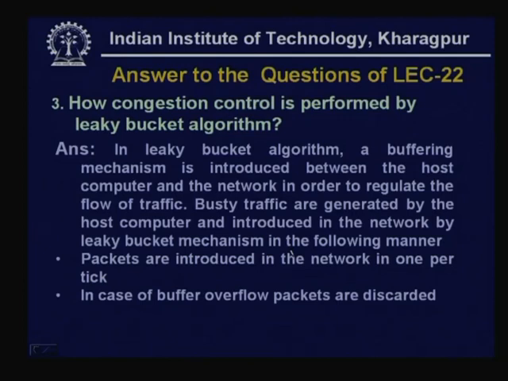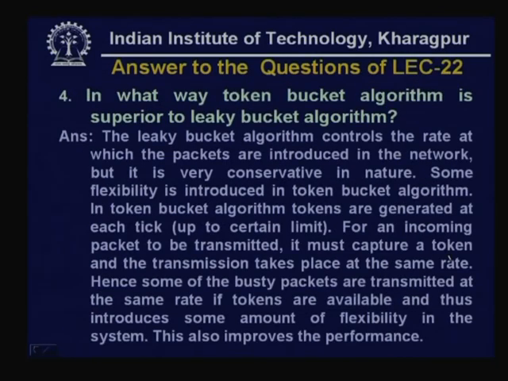Third question was, how is congestion control performed by the leaky bucket algorithm? Answer is, in the leaky bucket algorithm, a buffering mechanism is introduced between the host computer and the network in order to regulate the flow of traffic. Bursty traffic is generated by the host computer and introduced in the network by the leaky bucket mechanism in the following manner. Packets are introduced in the network one per tick. In case of buffer overflow, packets are discarded, as we have discussed in detail in the last lecture.